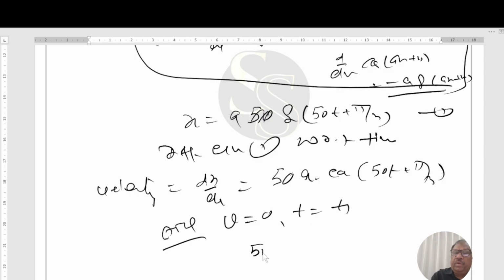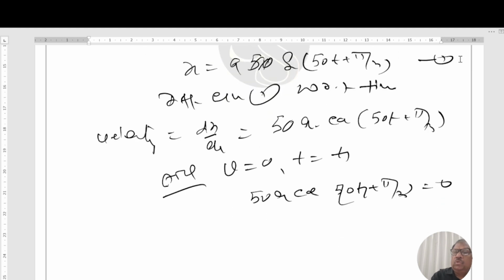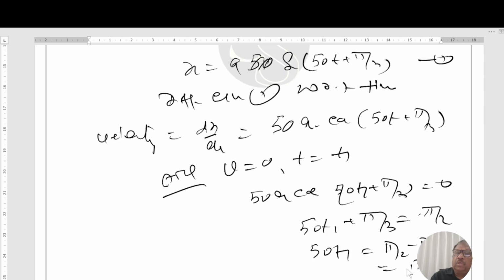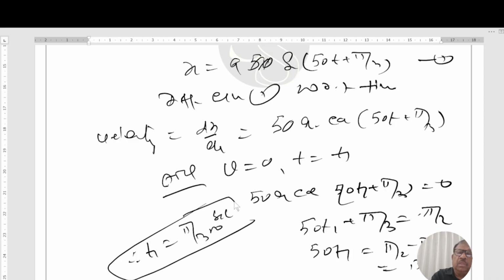Then 50a into cos of 50t1 plus pi by 3 equal to 0. Cos is 0 at 90 degrees, so 50t1 plus pi by 3 equal to pi by 2. 50t1 equal to pi by 2 minus pi by 3, that is pi by 6. So t1 comes out to be pi by 300 second. One answer is this.